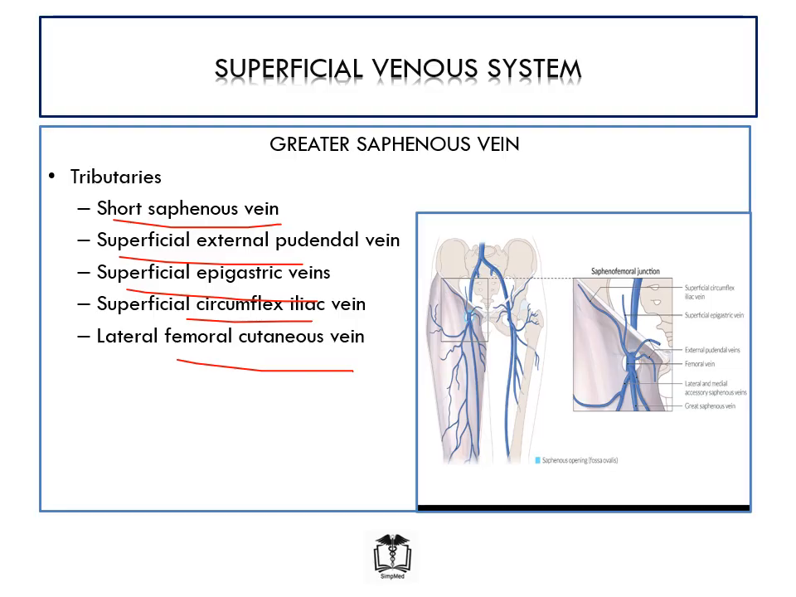Look at the picture here. You can see in the saphenous opening where the greater saphenous vein terminates. We see a number of veins that enter into it prior to its termination in the femoral vein. You can see the superficial epigastric vein here. You can see the superficial circumflex iliac vein here. You can see the lateral and medial accessory saphenous veins and others that penetrate into the greater saphenous vein as it's about to terminate in the femoral vein.